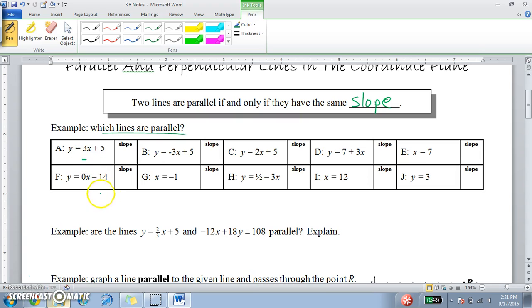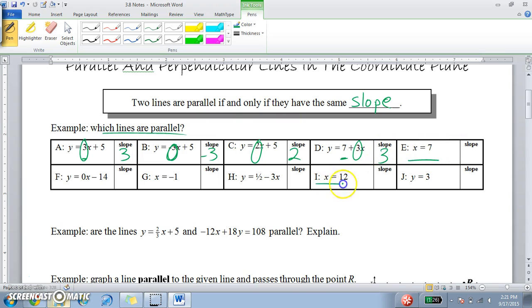This line is in slope-intercept form. It's got a slope of 3. Same thing with this line. Slope-intercept form, it's got a slope of -3. This line, slope of 2. This line, careful here, this is a 7 plus 3x. The slope is the number that goes with the x. So this is a 3.